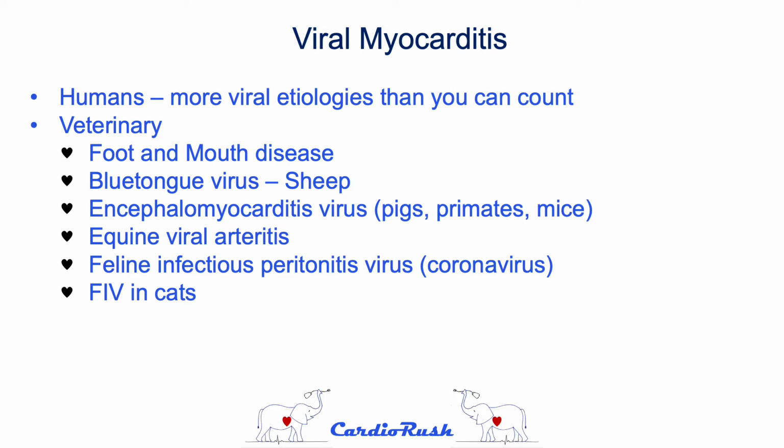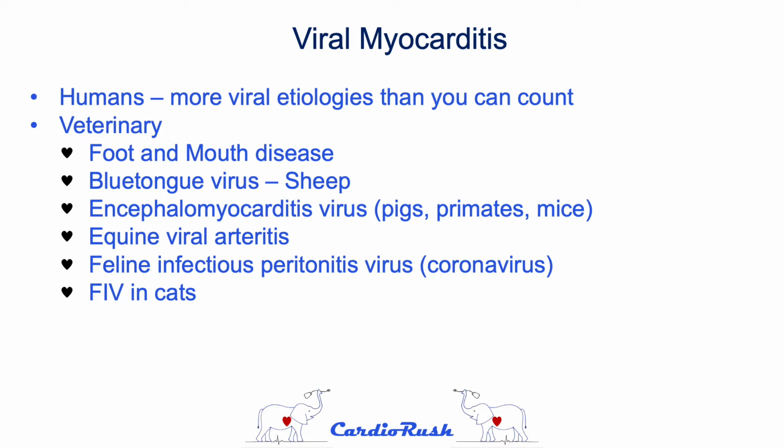So viral myocarditis happens frequently in people. There are literally hundreds of viruses that can lead to a myocarditis. In veterinary medicine, a number of viruses have been identified: foot and mouth disease, as well as blue tongue virus in sheep, encephalomyocarditis virus in pigs, primates, and mice, equine viral arteritis.